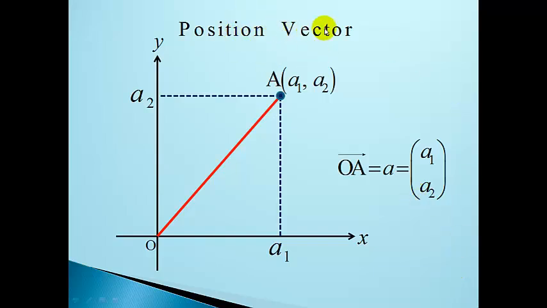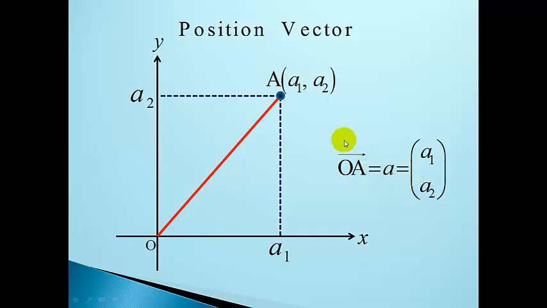Now let's look at the position vector. We have the y-axis, we have the x-axis. This is the intersection of the y and the x-axis. That is the origin O. Now considering the point on the graph A, a1, a2, the x coordinate is a1 on the x-axis, and the y coordinate is a2 on the y-axis. Now the position vector of the point A is given by vector OA, which is equal to small letter a, and this is equal to a1, a2.